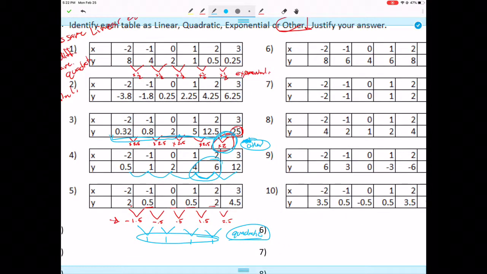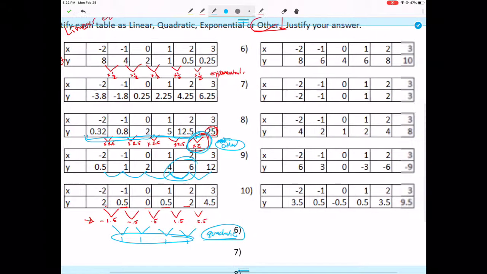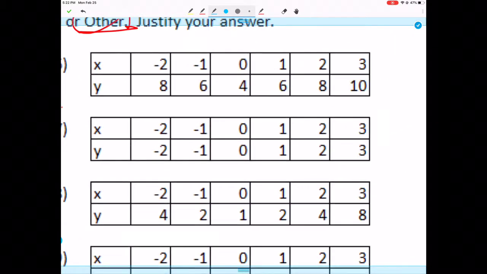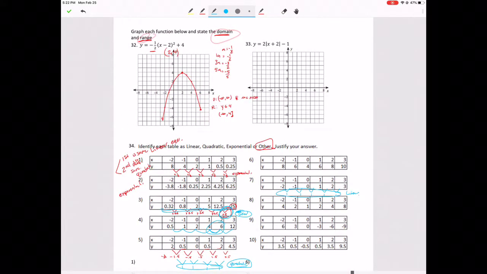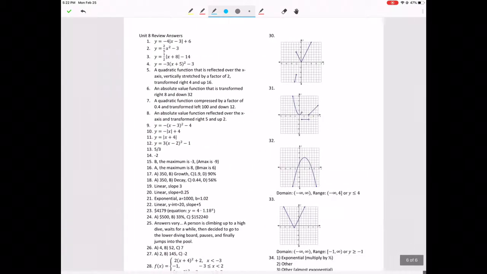Okay, and then let's look at 7. So here you can see the difference here would be 1, difference here is 1, difference here is 1, difference here is 1, difference here is 1. So since they're all the same for the first difference, it must be linear. All right, so there you go. See if you can do the others. Like I said, the answers are on the back.